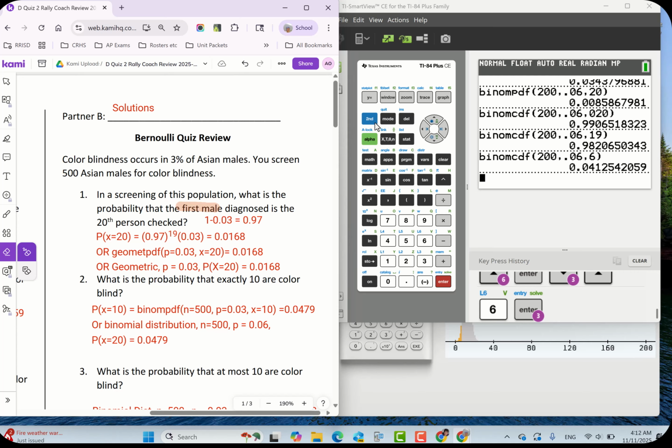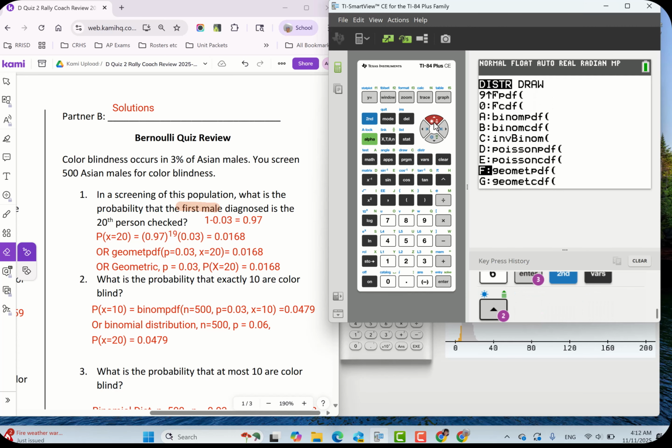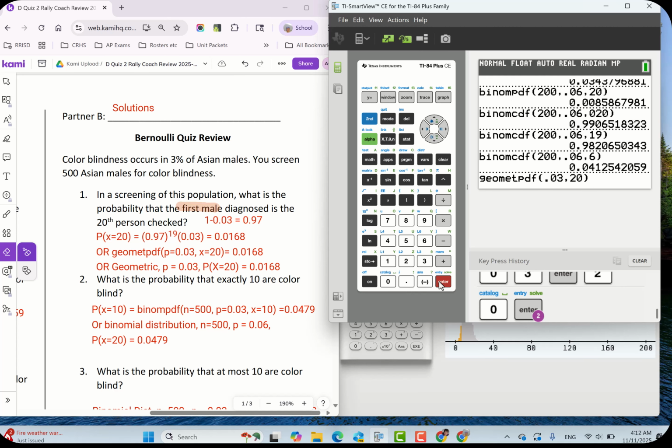So we're going to do second distribution, geometric. I'm going to go backwards. Oh, there it is. Geometric, it really is faster to come from the bottom. We're doing PDF because we're doing an exact value. Now we're 0.03, and our number of trials says, we're not doing trials yet. And we want to know the probability of the first one diagnosed is the 20th person. And then, boom, 0.0168. All right.